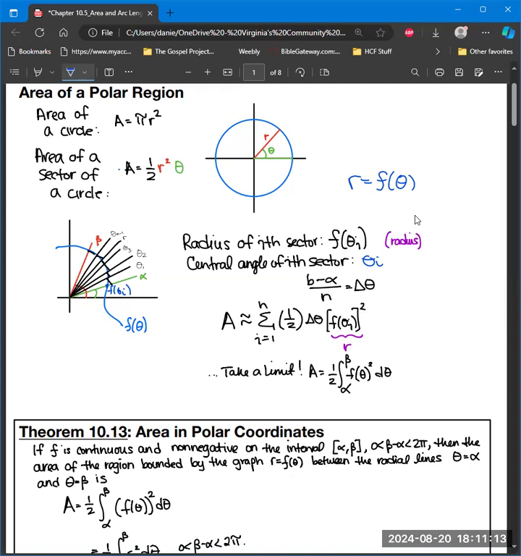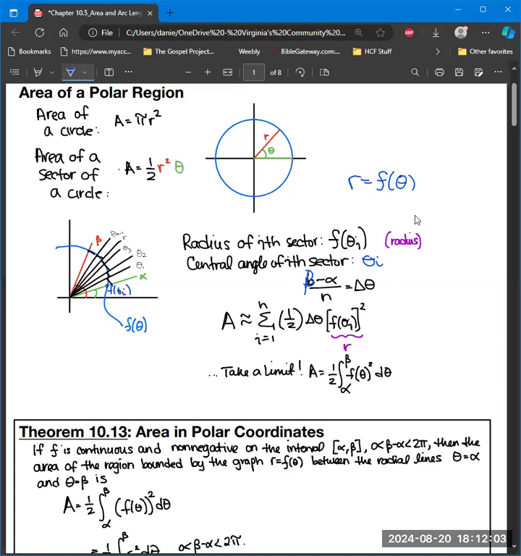and we're going to have a delta theta of beta minus alpha over n. This is beta minus alpha over n, just like we did b minus a over n for our delta x way back in chapter 4. Same kind of idea here. We're going to do the summation from i equals 1 to n, where we have n intervals here. And we're going to use this area of a sector of a circle formula. The 1/2 is a constant.